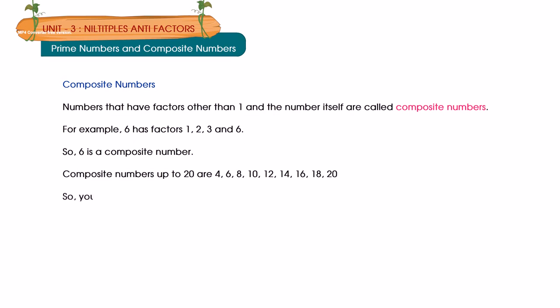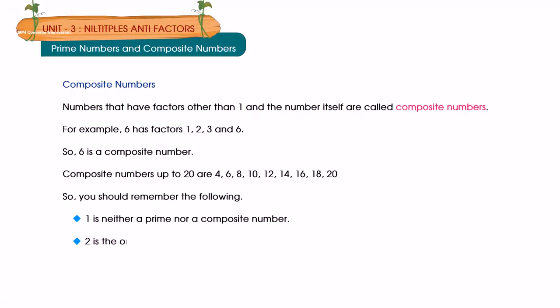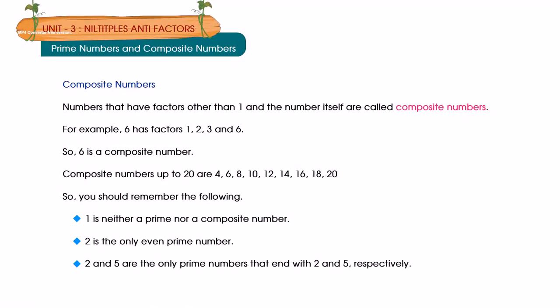So, you should remember the following. 1 is neither a prime nor a composite number. 2 is the only even prime number. 2 and 5 are the only prime numbers that end with 2 and 5 respectively.